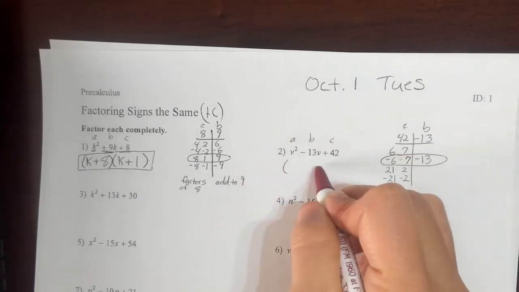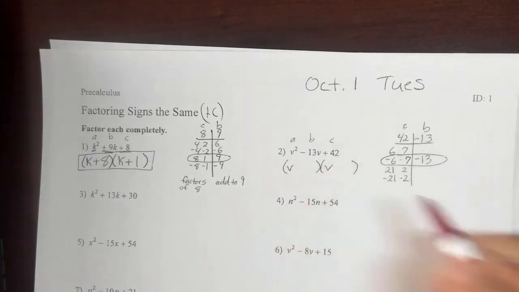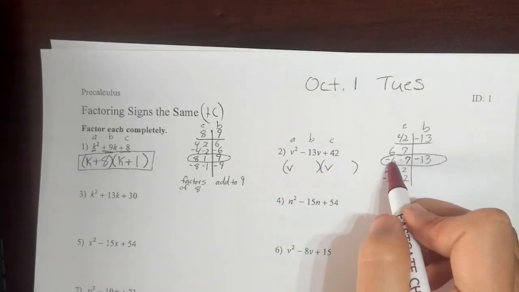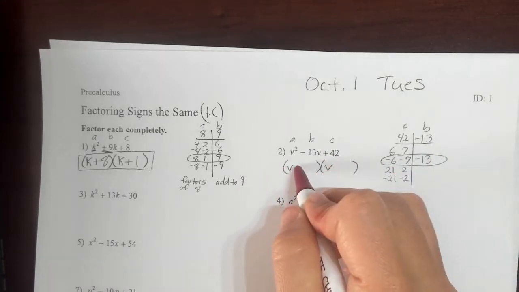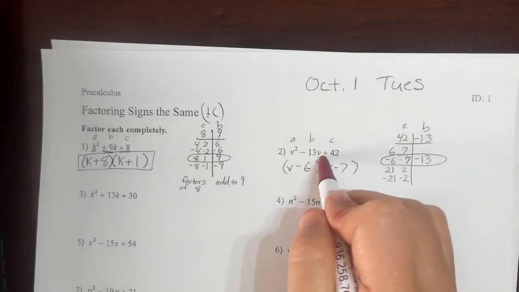So in my factor parentheses here, my V goes in the first place, and then these are going to be my two other numbers in here. So negative 6 here and negative 7 here, or minus 6, minus 7.